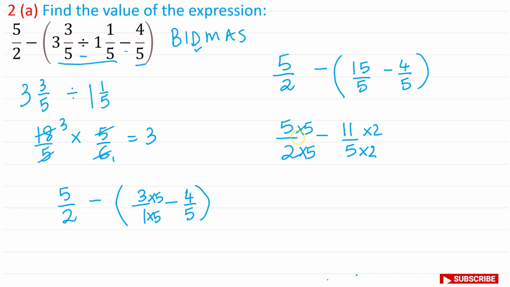And now what do I have? 5 times 5 is 25/10. And then minus 11 times 2 is 22/10. And my final answer then is going to be 25, take away 22, which is going to be 3/10. This can't be simplified any further, and therefore the value of this is going to be 3/10.